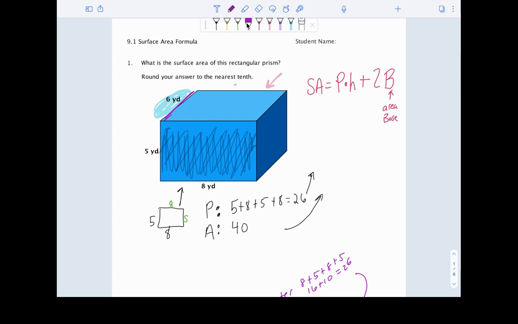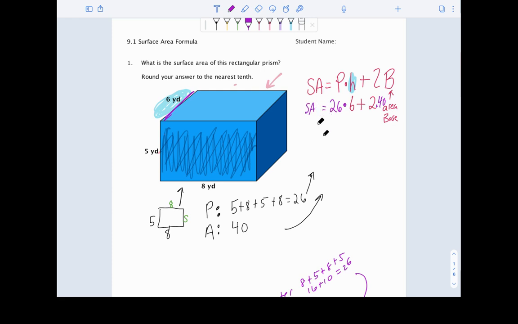Okay, so the perimeter is 26 times the height. That's the one number I haven't done anything with so far in this, and that is 6. Plus 2 times the area of the base, and the area of the base is 40. So I'm going to go ahead and plug that 40 in. And then I do that math.